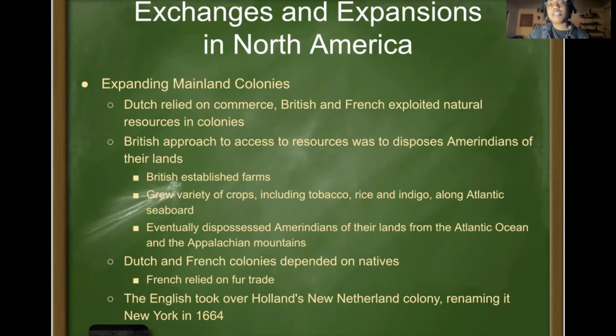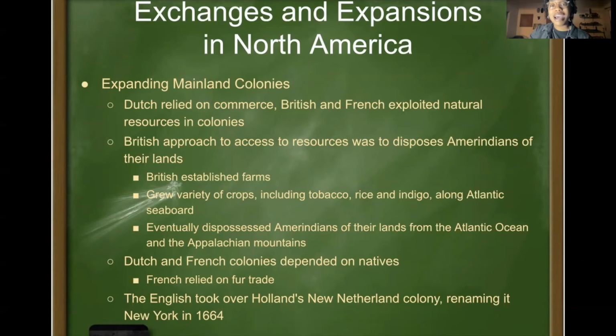The British approach to accessing resources was to dispossess Amerindians of their land. The British are going to say, we don't really need the Amerindians, and we're going to try to push them off of their land. That's going to be one approach. The French are going to have a completely different approach. Once again, the British are going to push away the Native Americans. That's that kind of American strategy of wanting to get all of the land and push all the Native Americans off. We're going to see the British establish farms that are going to destroy the environment, and they're not really going to rely on advice from Native Americans.